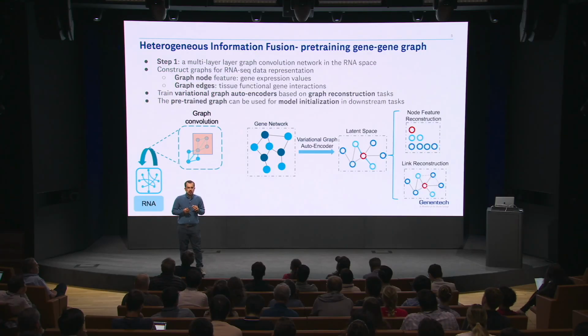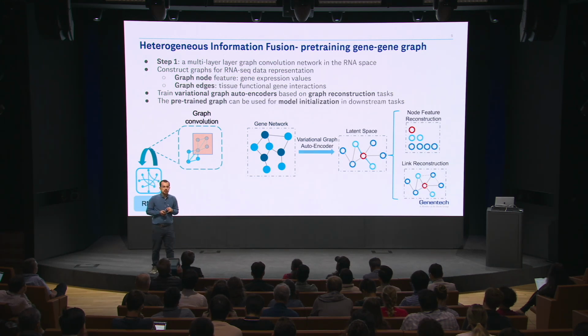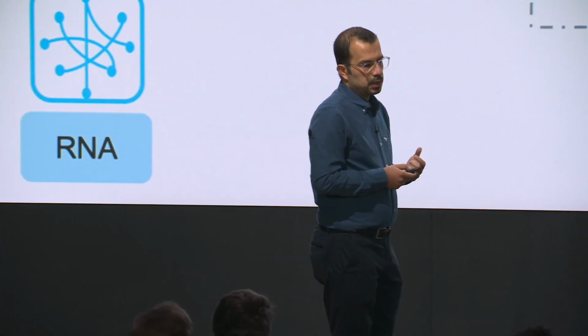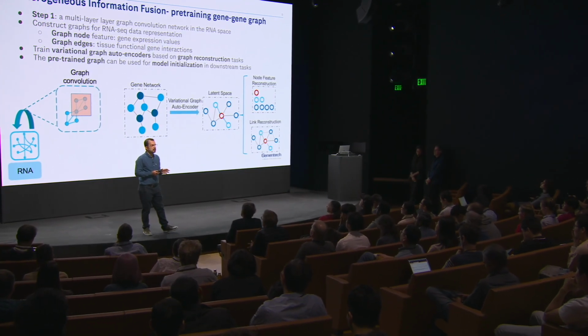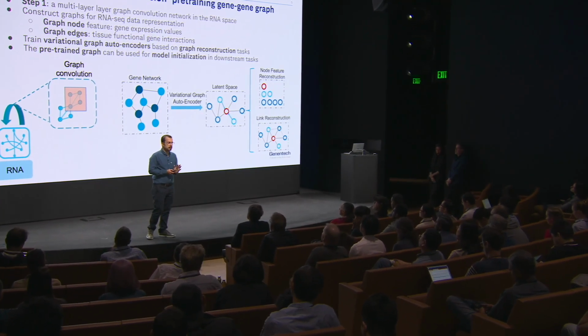So what we did, we initially pre-trained the graph using three different loss functions. One is node reconstruction, the other one was edge reconstruction, and the other one was KL divergence, as in a VGAE graph, and we use that to pre-train the graph for downstream tasks.